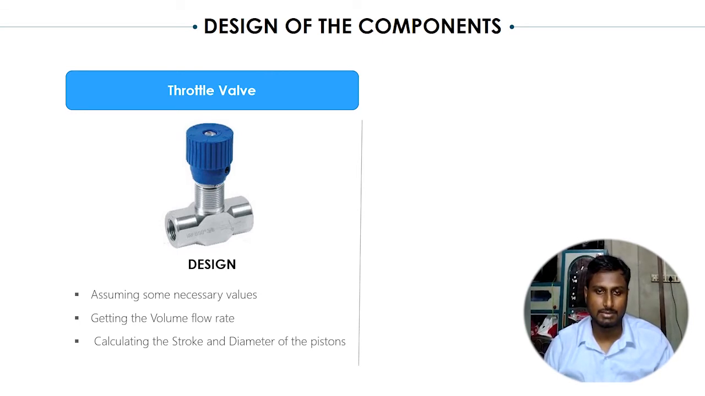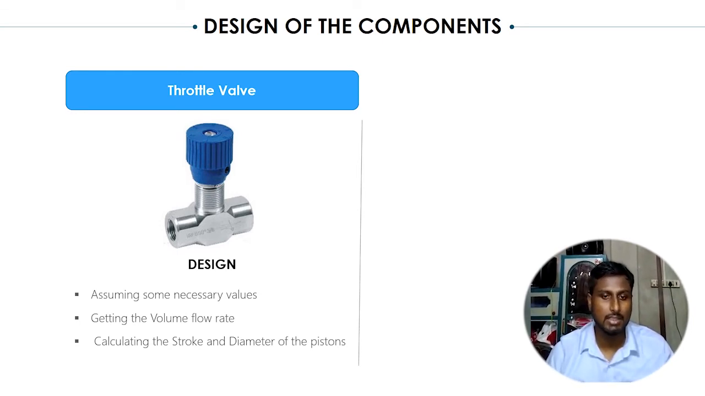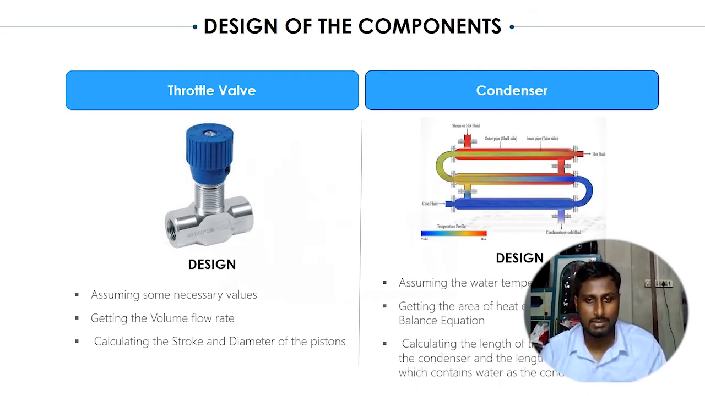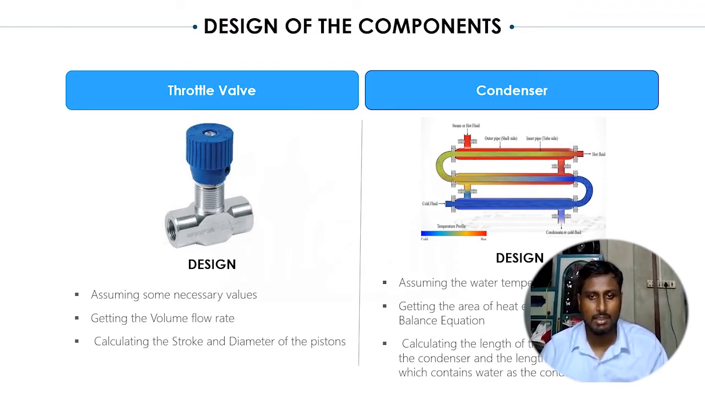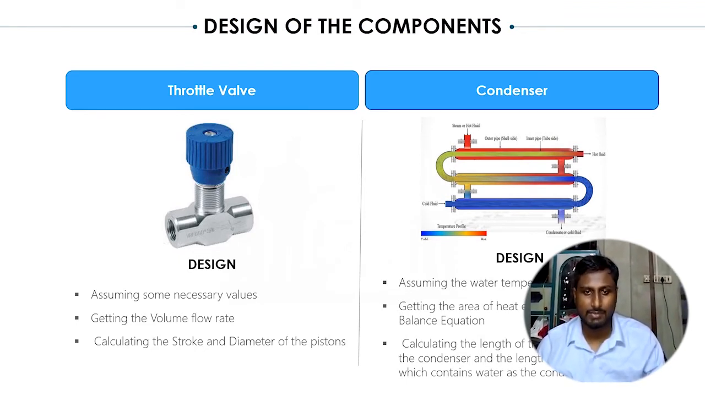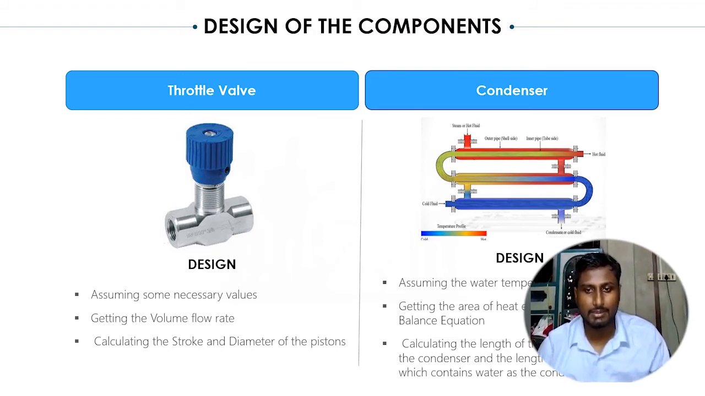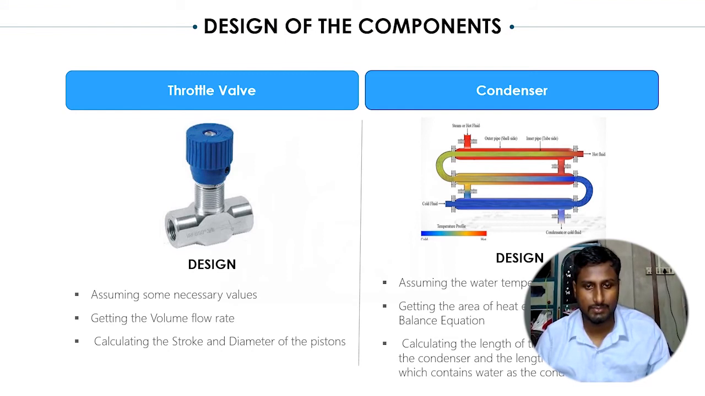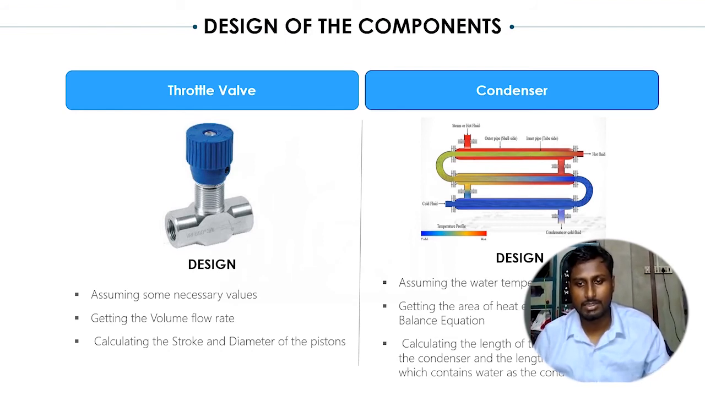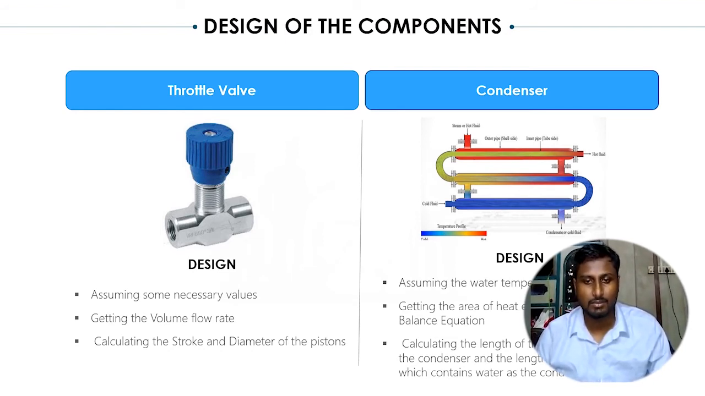And in this project, my second topic is condenser. What is condenser? In this project, the working of condenser is assuming the temperature of water, getting the area of heat exchanger with the energy balance equation, calculating the length of the refrigerant pipe within the condenser and the length of the condenser which contains water.